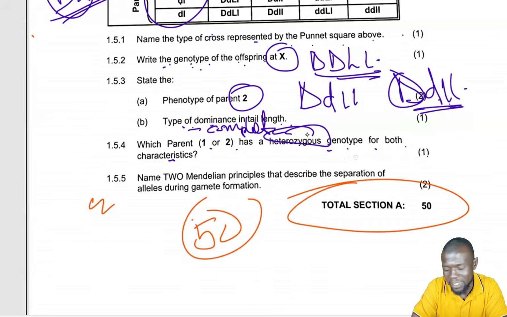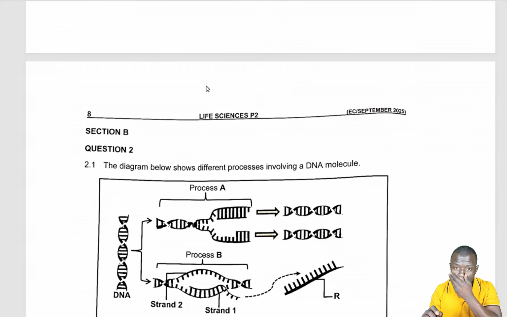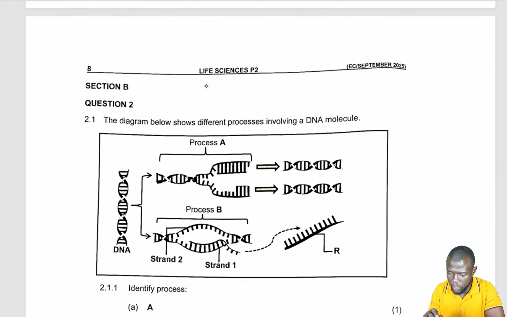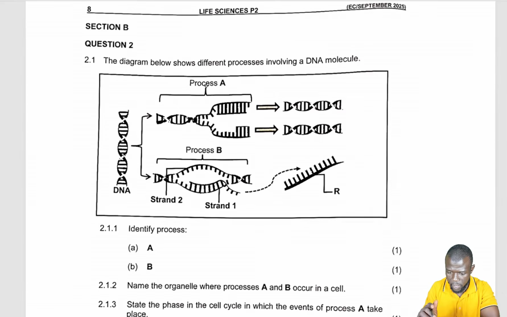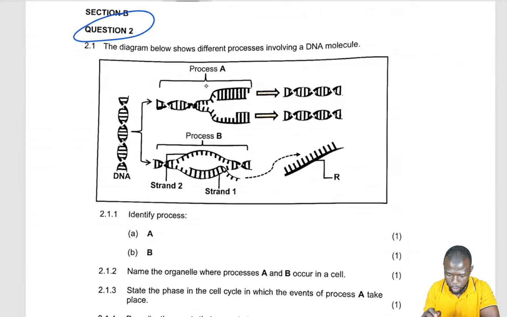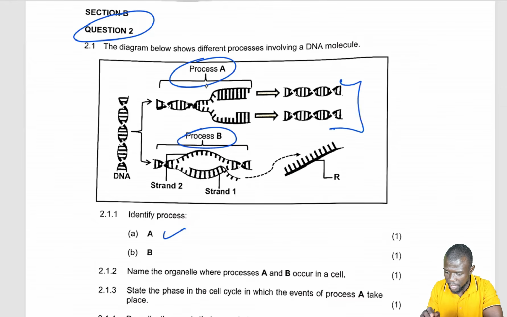You are a star. So question number 2 is saying that the diagram below shows different processes involving the DNA molecule. You have process A and process B. They're saying identify process A. If you look here, we see that in process A you're forming DNA. So this is DNA replication.